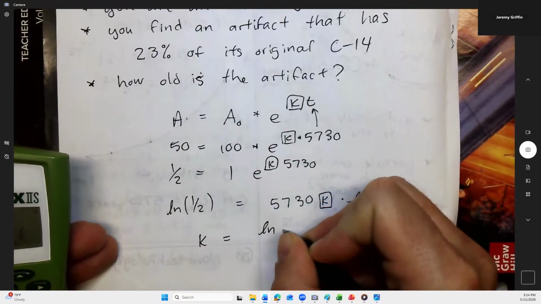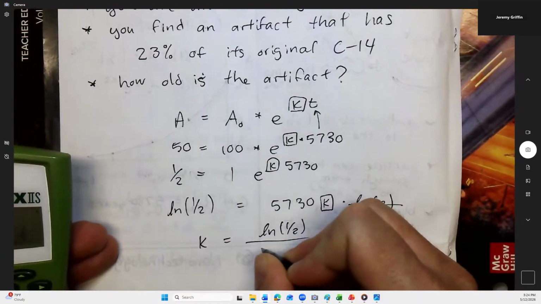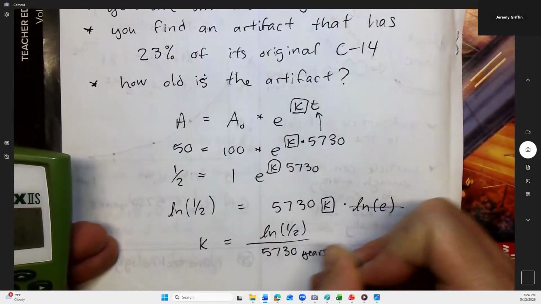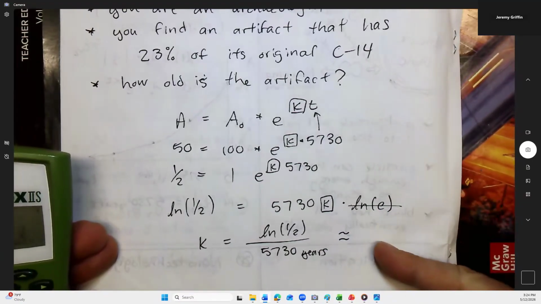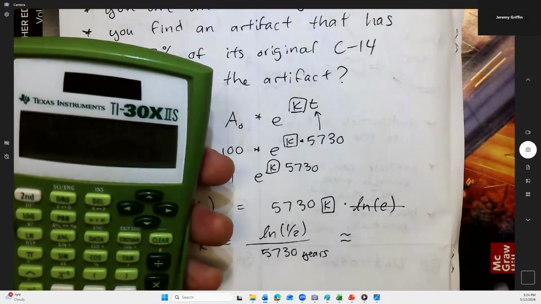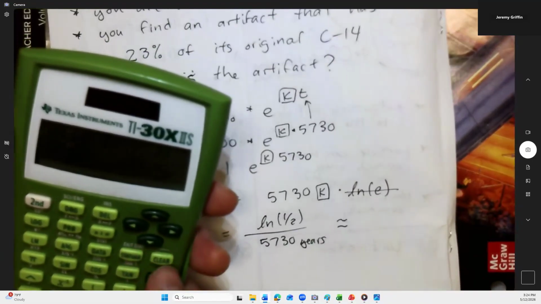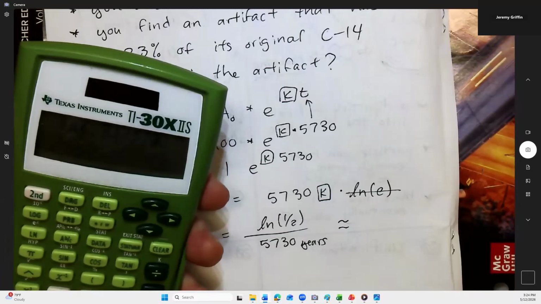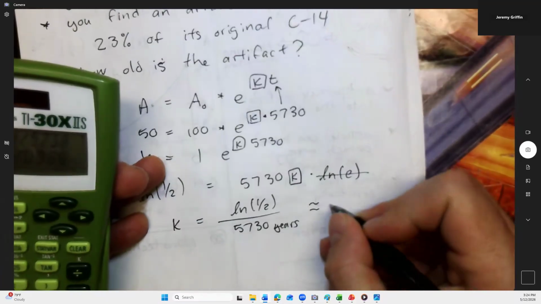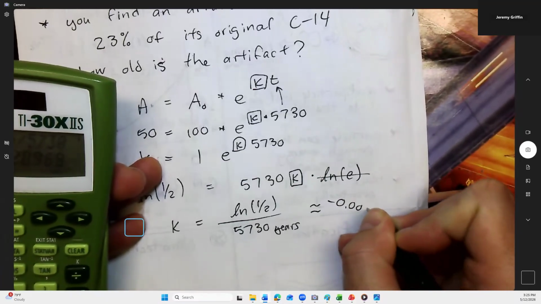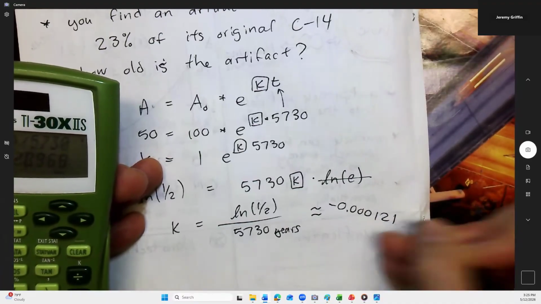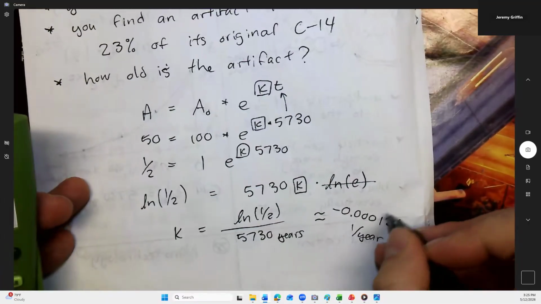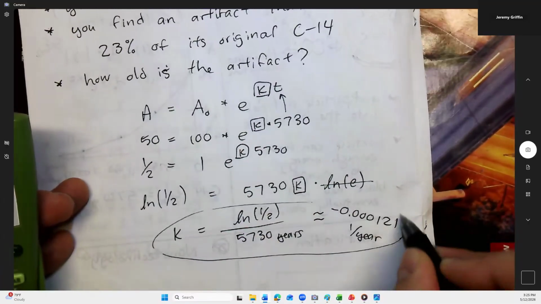I can say it's very simply the natural log of a half over 5,730 years. Now this is the exact answer. Let me say approximately equal to. Let's get a decimal approximation. What is the natural log of 0.5? Natural log of 0.5, and then close parenthesis, divide by 5730. That looks right. Negative 0.000121. And the unit is 1 over years. So there's k.